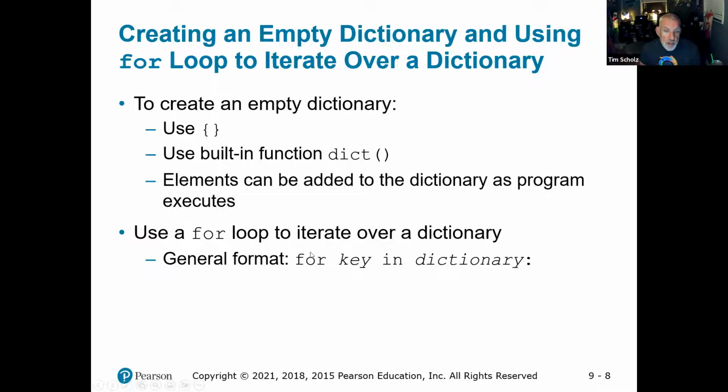If we need to iterate over all the values within a dictionary, the general format is a for loop: for key in dictionary. This is going to go through and give us each key. And I'm trying to avoid saying the value of each key, because we would then access the dictionary at that key to get the value associated with it.